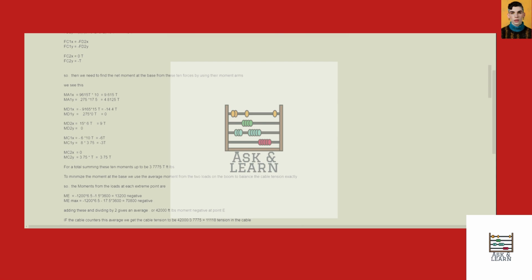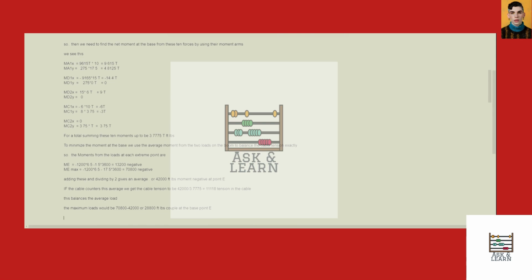To minimize the moment at the base, use the average moment from the two loads on the boom to balance the tension exactly. If you take the moments at the extreme points, the minimum is 1200 times 6.5 plus 1.5 times 3600, so you get negative 13,200. The maximum is 1200 times 6.5 and 17.5 times 3600, so negative 70,800. Adding these and dividing by 2 gives you an average of 42,000 foot-pounds moment, negative at point E.